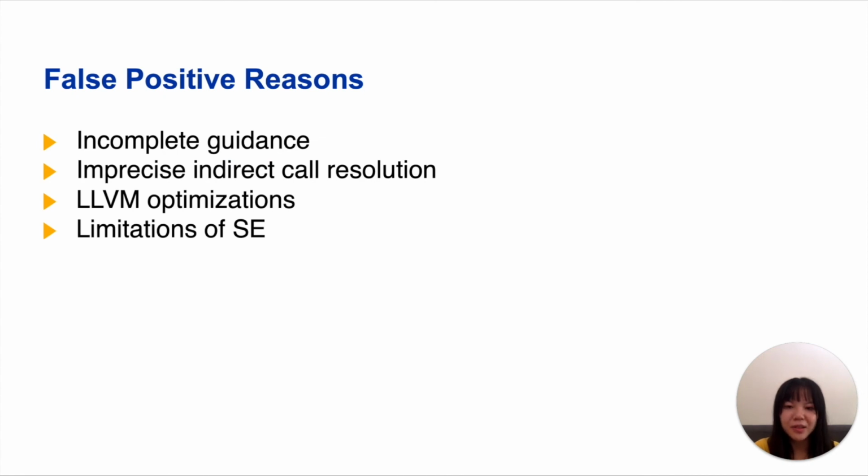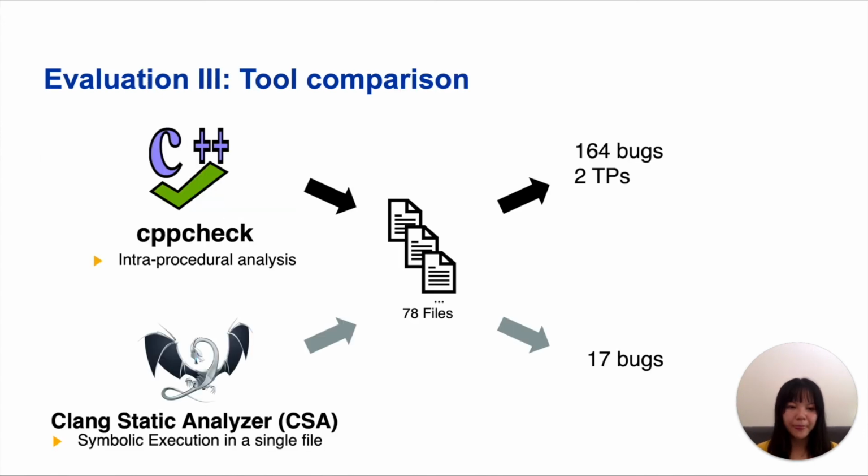UBITect is not perfect. It suffers from false positives. The reasons include some incomplete guidance, imprecise indirect call resolution, some corner cases due to LLVM optimization, and finally some limitations of the symbolic execution.